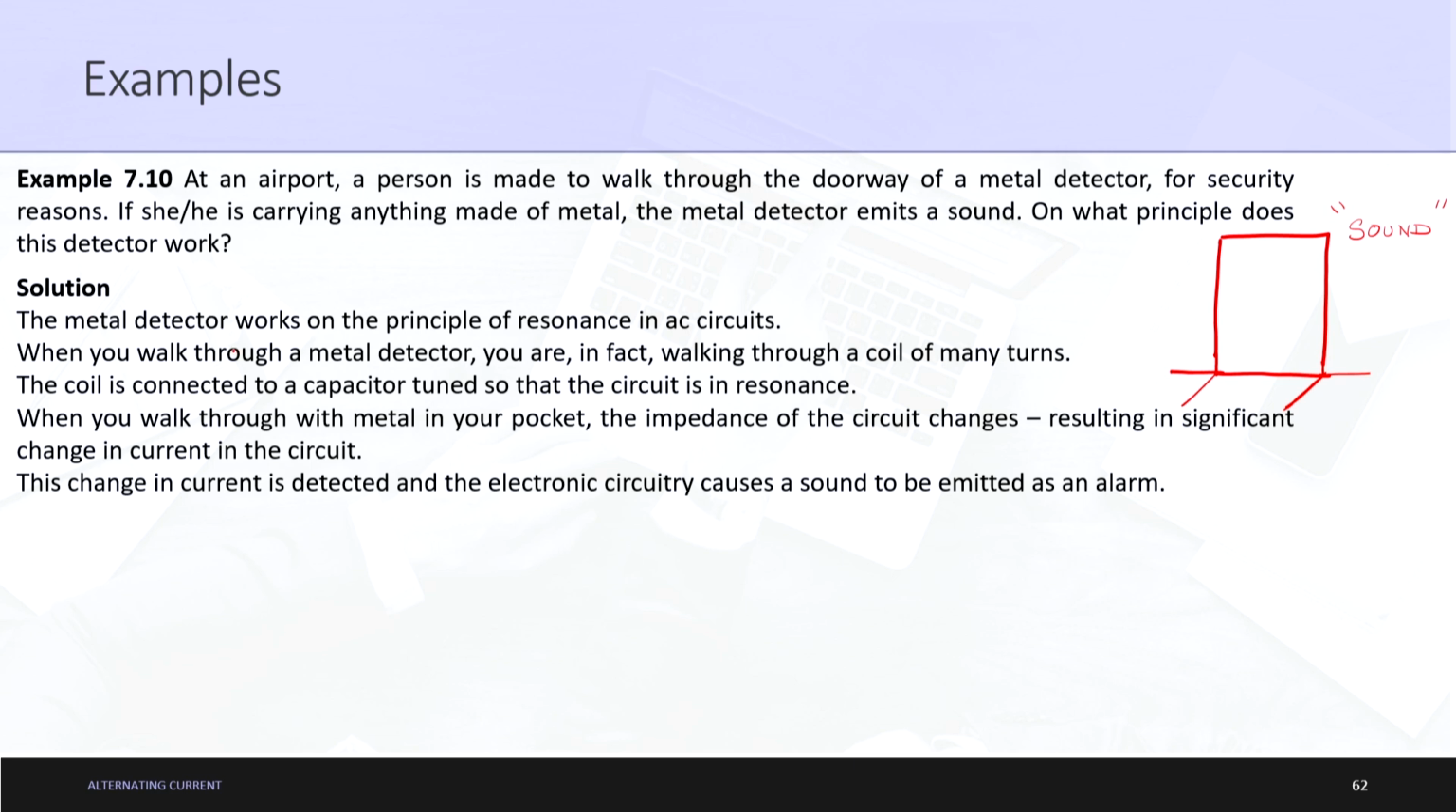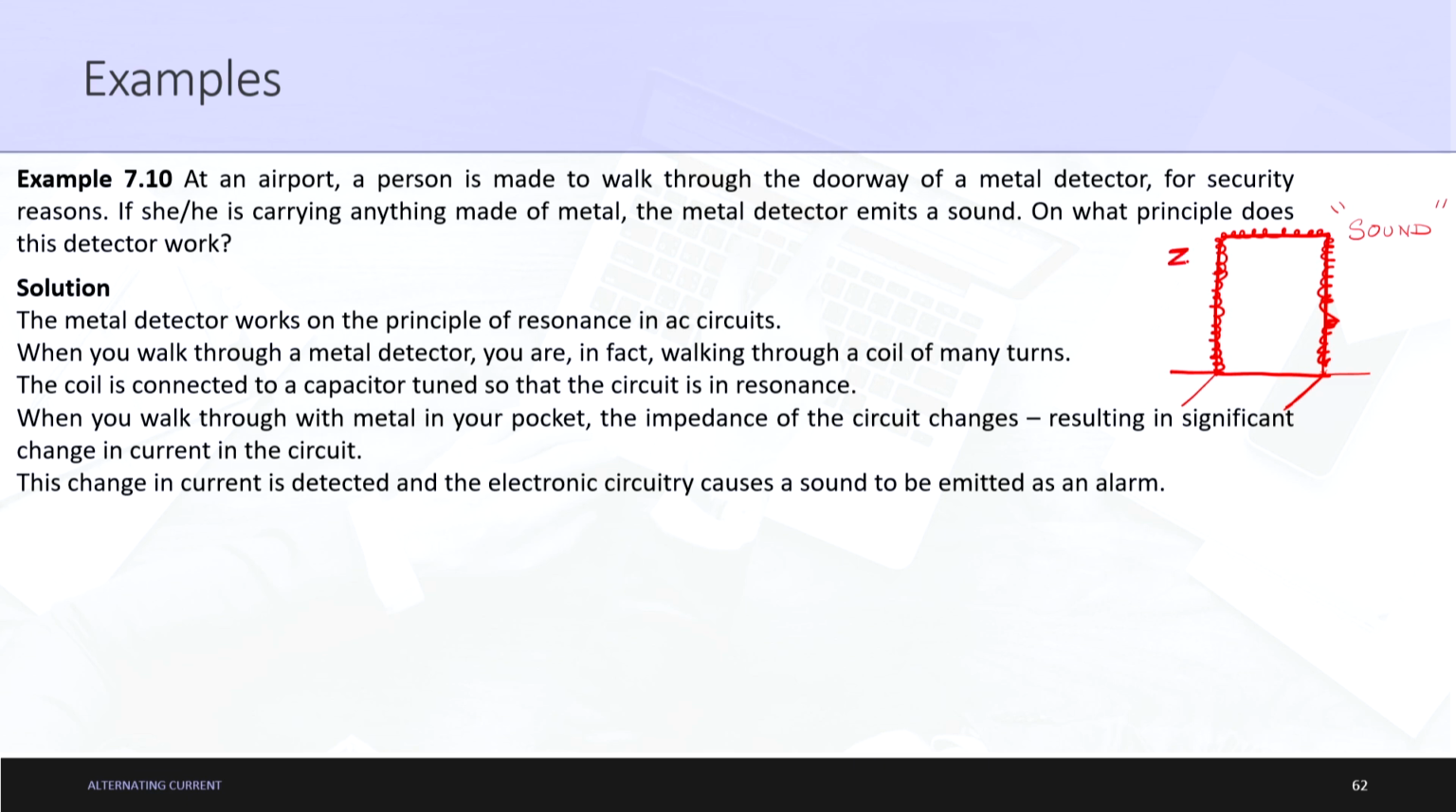So, the metal detector works on the principle of resonance in AC circuits. When you walk through a metal detector, you are in fact walking through a coil of many turns. So, basically inside this there is a coil surrounding this door or door-like structure. Okay. The coil is connected to a capacitor tuned so that the circuit is in resonance. When you walk through with metal in your pocket, the impedance of the circuit changes.